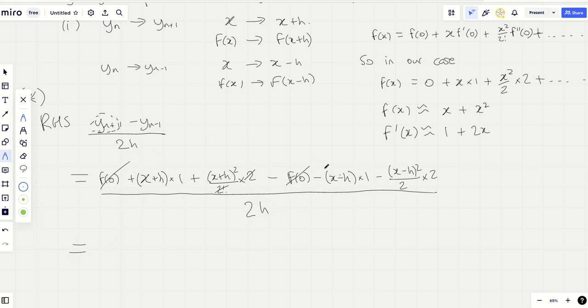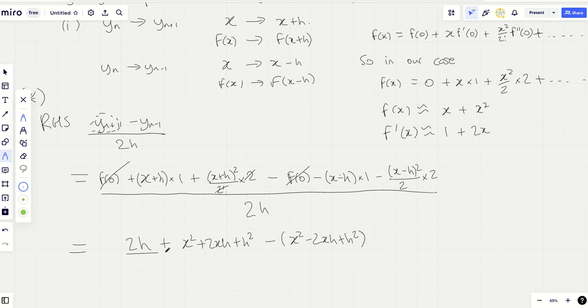Obviously the f of 0's cancel. Now the x minus x cancels, but we will have h minus minus h, so that's going to give us 2h. And then for these, think about what it's going to expand out to give. You're going to have x squared plus 2xh plus h squared, but then you're going to be doing minus, in brackets, x squared minus 2xh plus h squared.